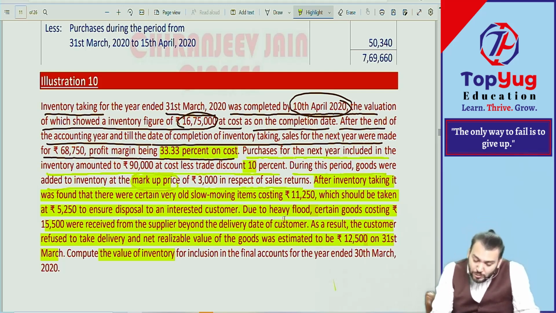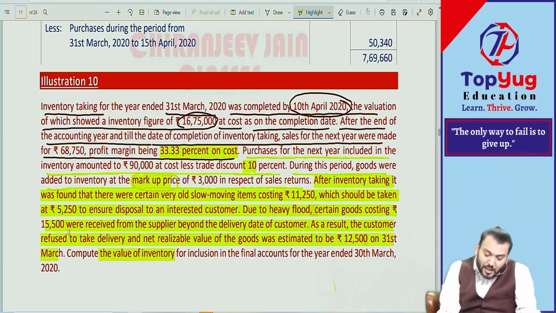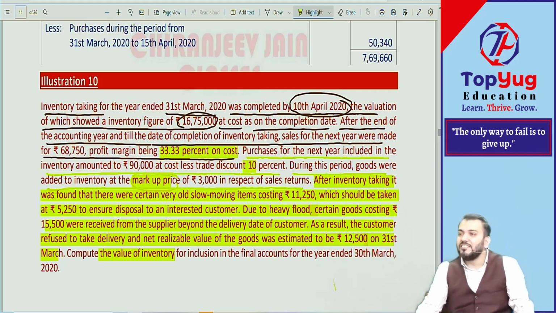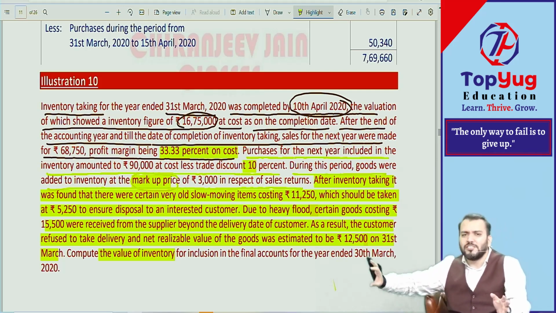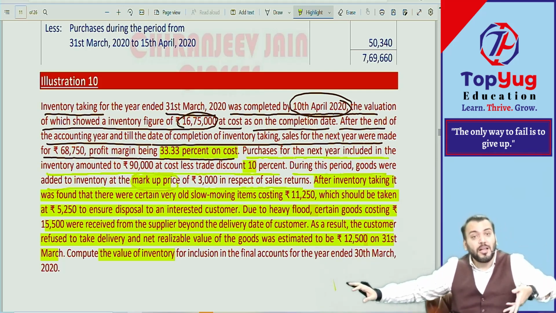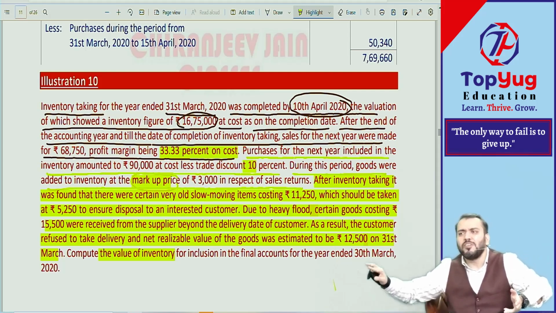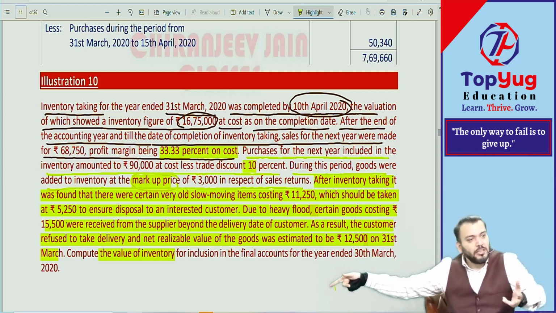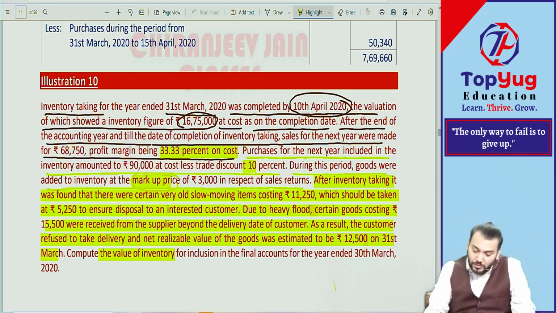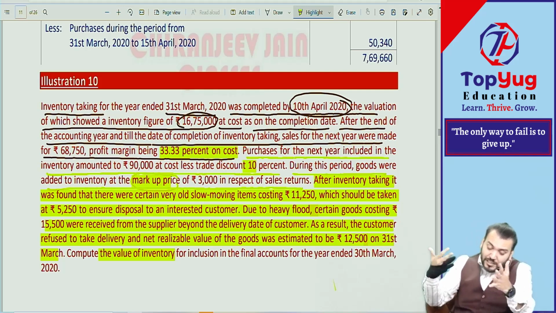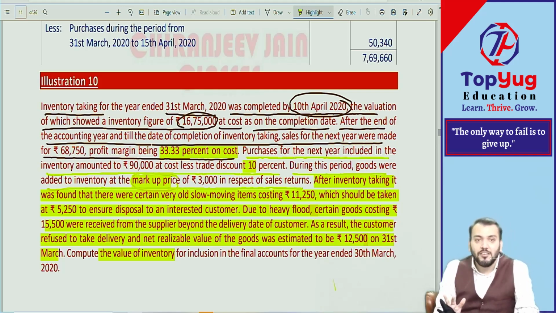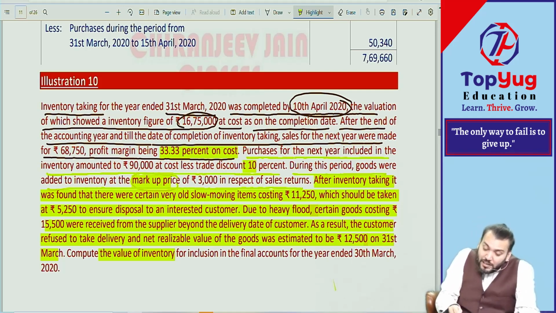Are we getting it? So due to heavy flood, certain goods costing a certain amount were received from the supplier beyond the delivery date of the customer. Suppose we need to sell some goods to a customer, but we have not yet received them from the supplier. We receive them after the delivery date to the customer. Now we cannot sell it to that customer. It is with us only. As a result, the customer refused to take the delivery, and the NRV of such goods is now estimated to be 12,500 on 31st March.